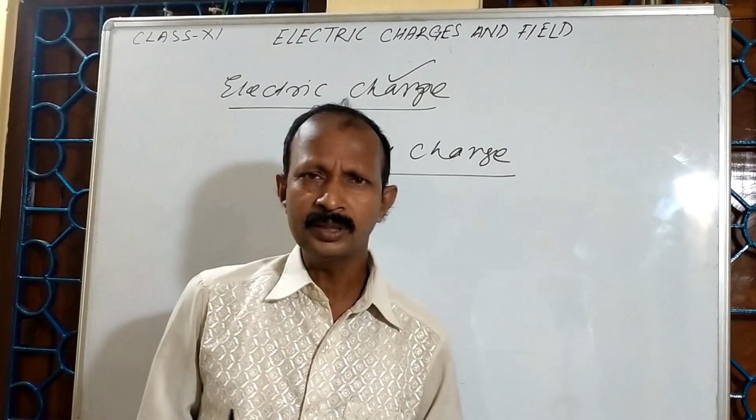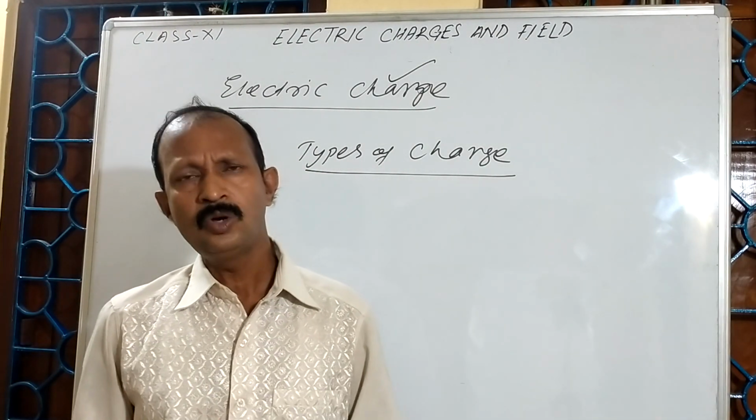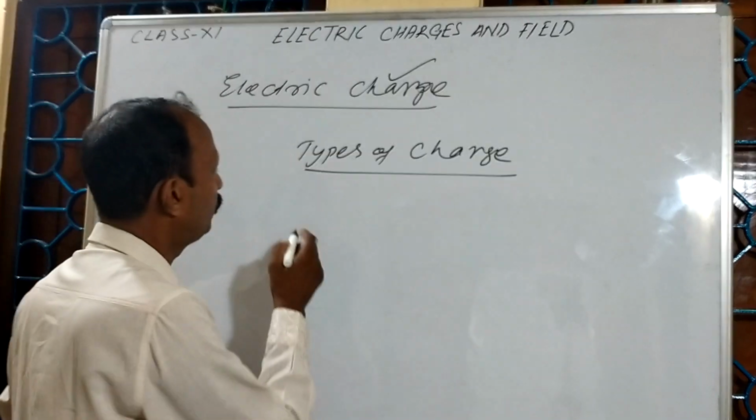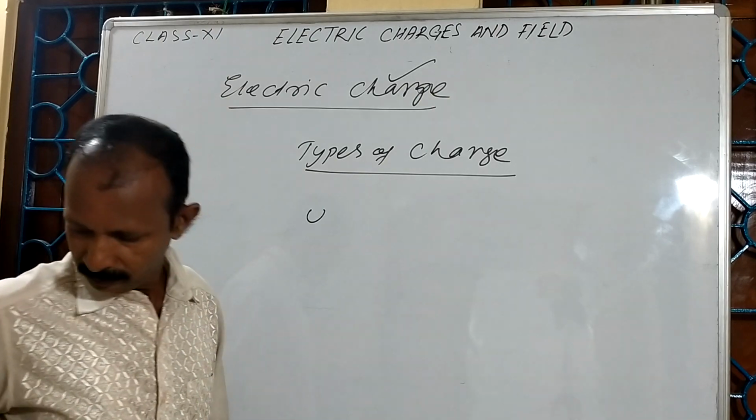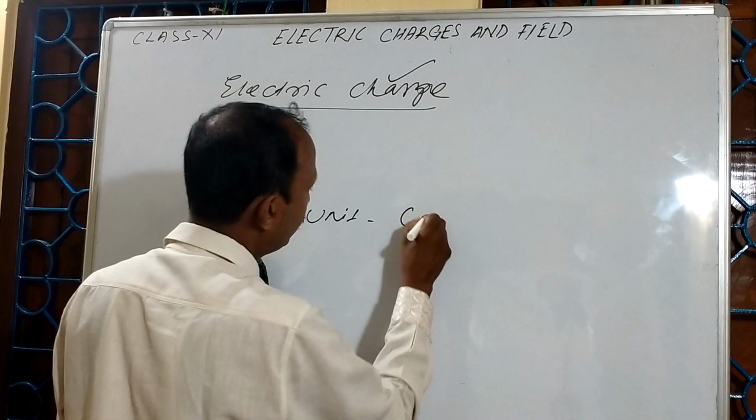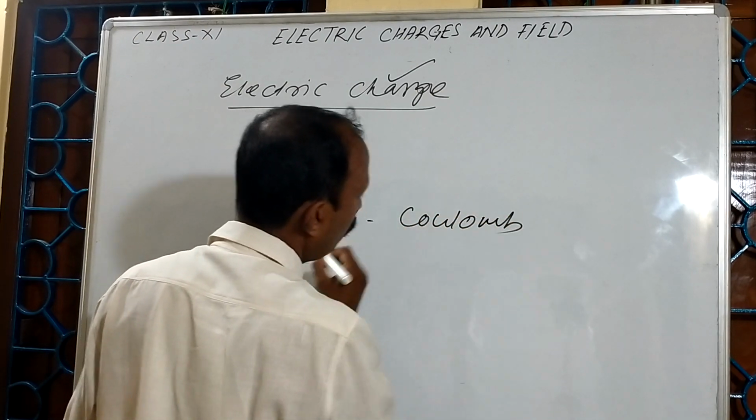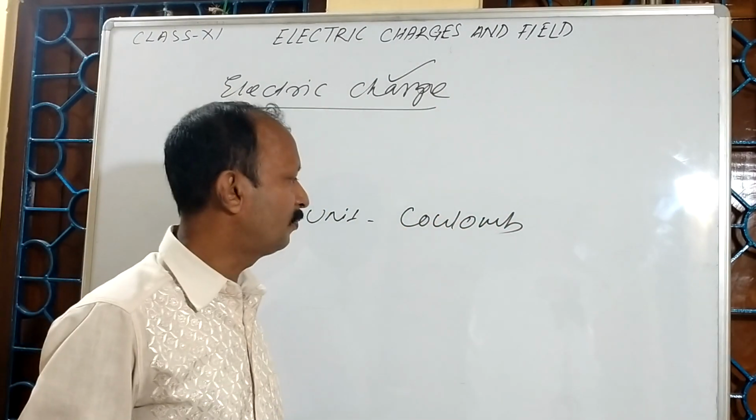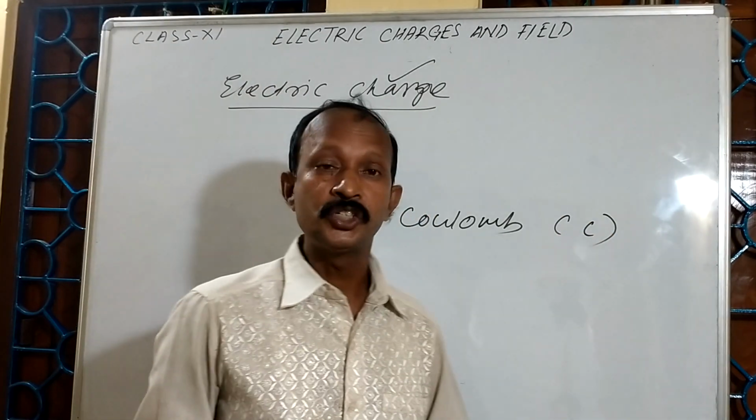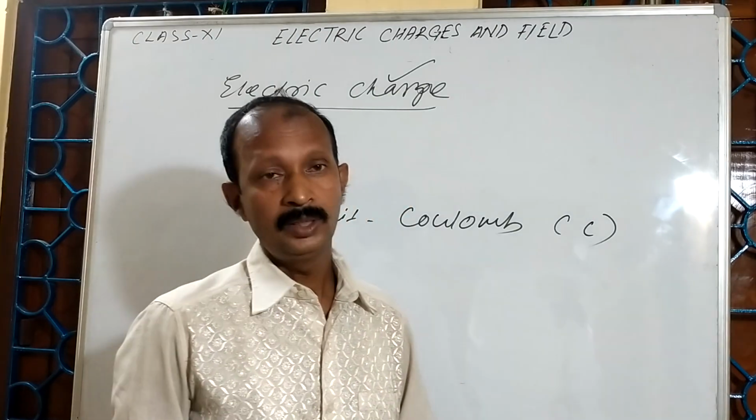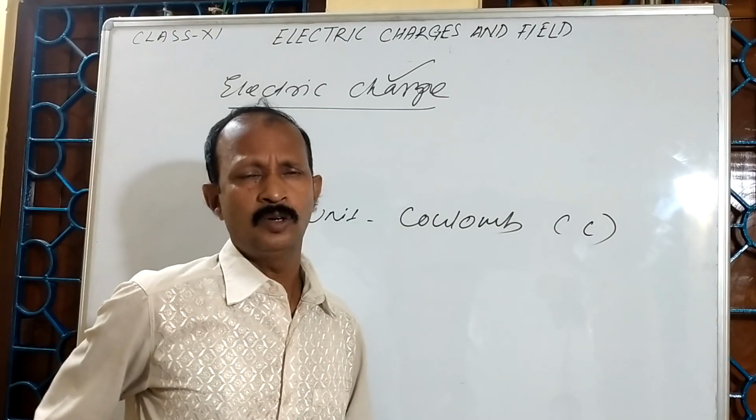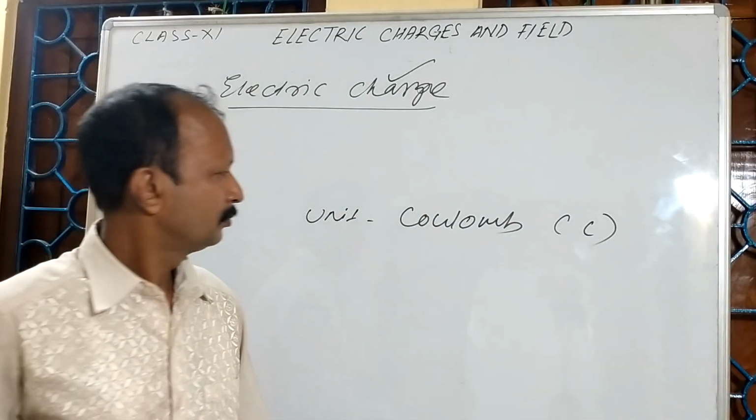So we found that there are two types of charges. One is the positive charge, one is the negative charge. Then what is the unit of the charge? The SI unit of charge is coulomb, with the symbol C. Then what is a coulomb? One coulomb is the amount of charge flowing in 1 second.